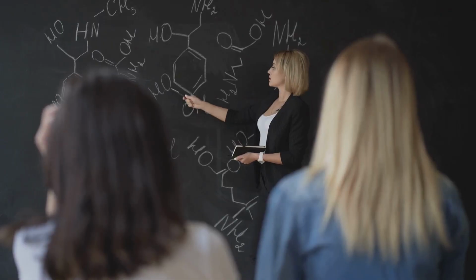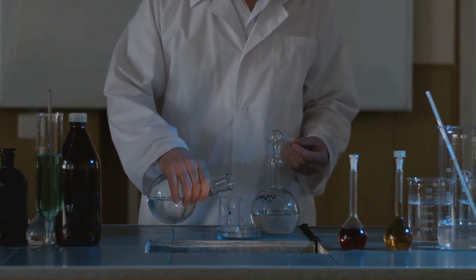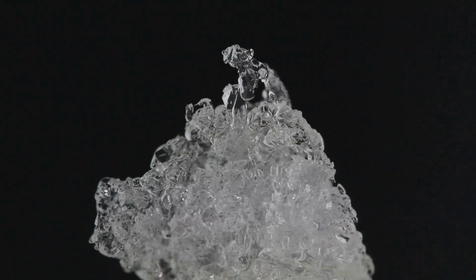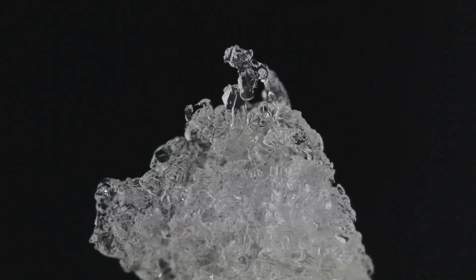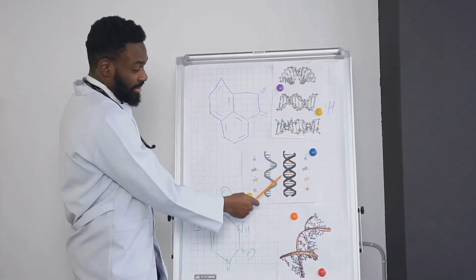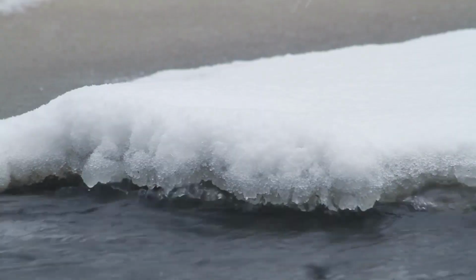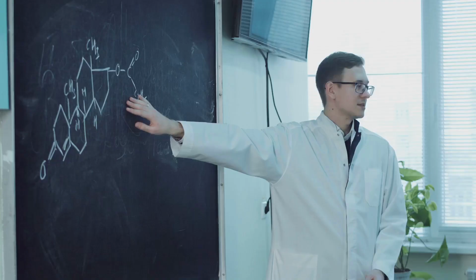Now let's look at some examples to help us better understand the differences between physical and chemical changes. Imagine you have a piece of ice. When you heat the ice, it melts and turns into water. This is a physical change because the chemical composition of the ice remains the same. It is still H2O, just in a different state.